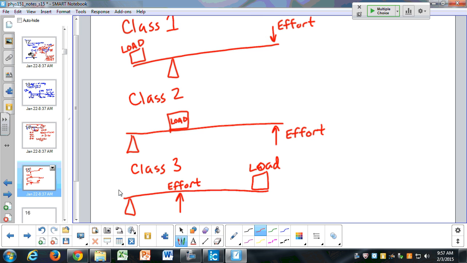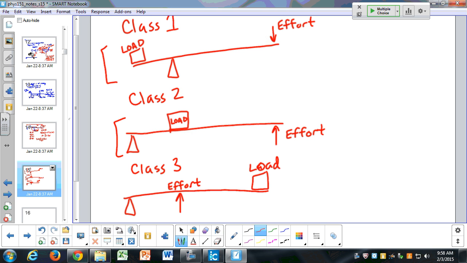You can have your effort and load on opposite sides, like here, or your effort and load on the same side from the axis of rotation, or the fulcrum, or you can switch them either way. So class 1 is when they're on opposite sides. This generally gives you the easiest means of moving something. And then class 2 and 3, the load and effort are both on the same side. Class 2, the load is in the middle. Class 3, the effort's in the middle.